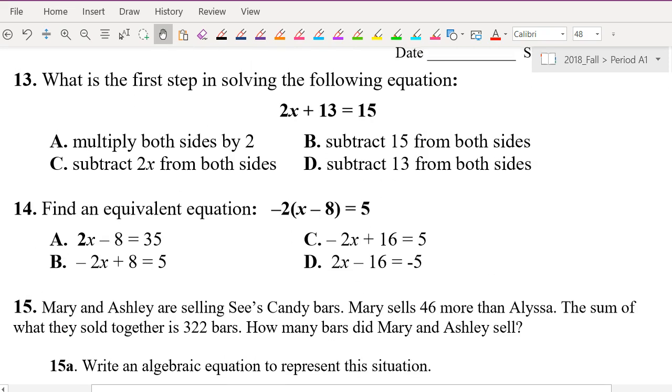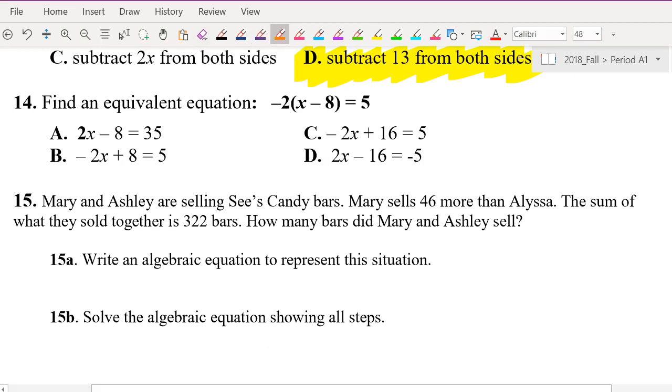What is the first step? Subtract 13 from both sides. Guys, it's distributing. Okay, what's negative 2 times x? Negative 2x. And what is negative 2 times negative 8? Positive 16. So your answer is this one, C.